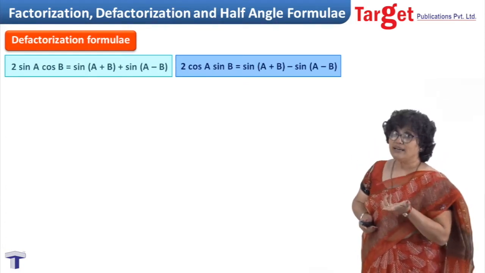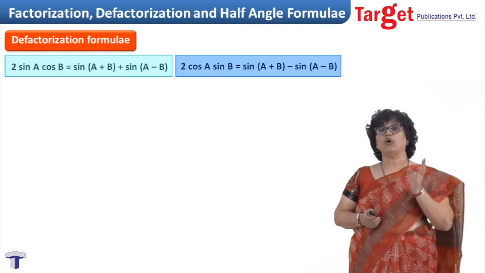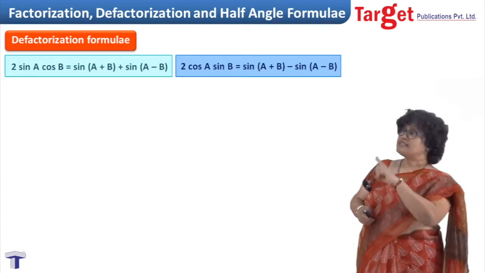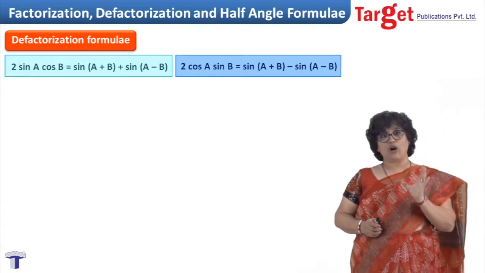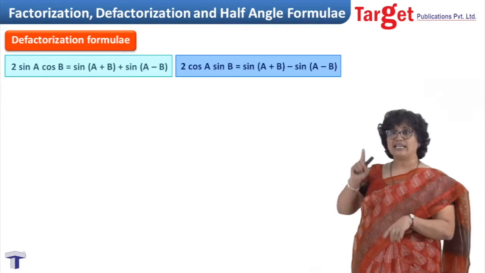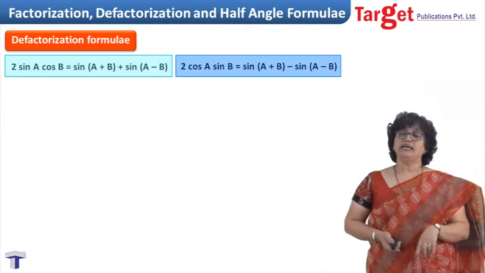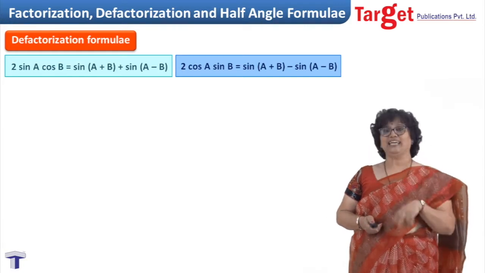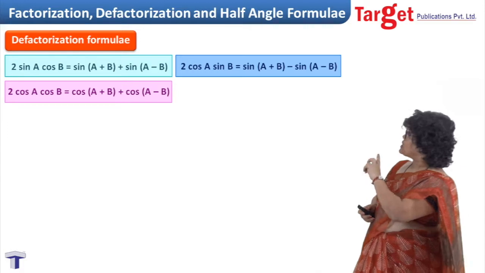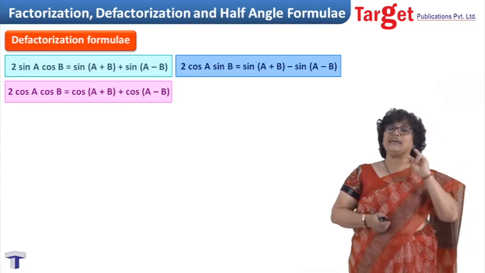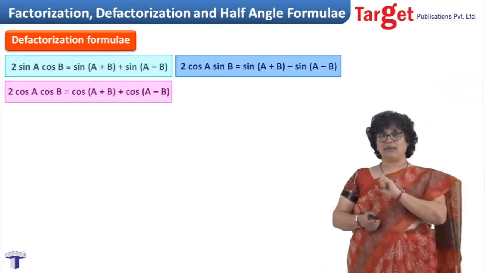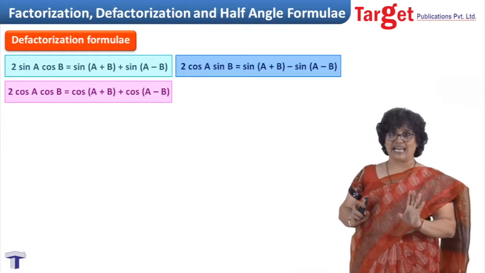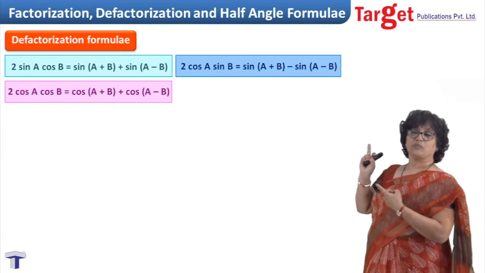Now what is the logic? That sine A cos B term I want to remove or eliminate, and hence I subtract sine A minus B from the formula of sine A plus B, and there I will get 2 cos A sin B. Now, I'm sure you must be waiting for the cos formula. I will see 2 cos A cos B I can have if I add cos A plus B and cos A minus B. Why? Because that plus sine A sin B and minus sine A sin B will get cancelled, and you will have 2 cos A cos B.